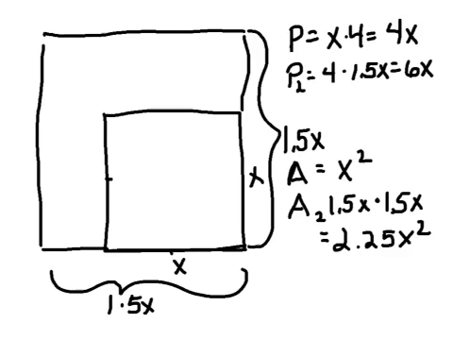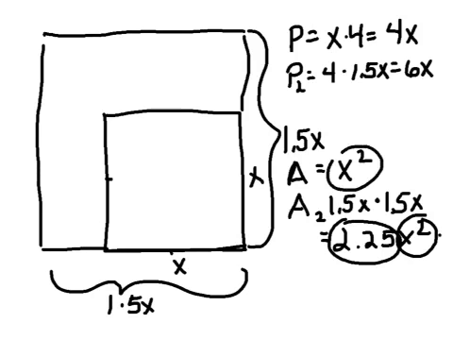Compared to the original x squared, it asks what percent of the area of the smaller square the area of the larger square is. It is 225% of the area of the smaller square, 2.25 times x squared compared to just plain x squared, 225% of the smaller square.